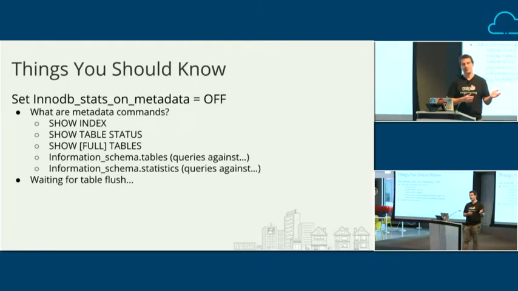Now, I'm going to talk a little bit about innodb_stats_on_metadata and why it is set to off and why everyone recommends that you set it to off. One, if you look at 5.6, it defaults to off, which is usually an indicator that on 5.5, if it's not the default to be off, you should think about why. And what are the metadata commands? This lends itself to why you should think about turning this off.